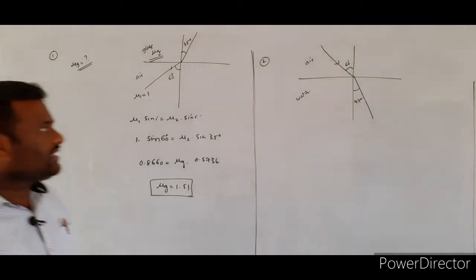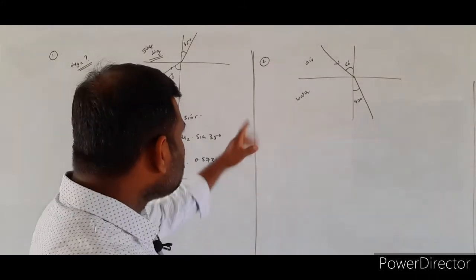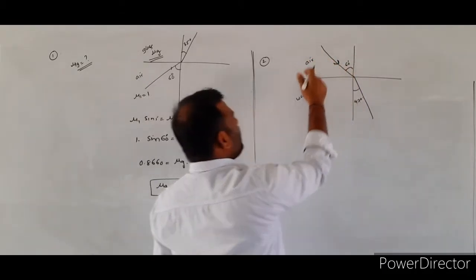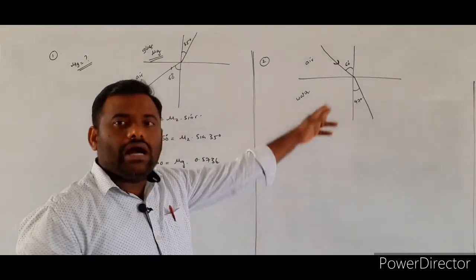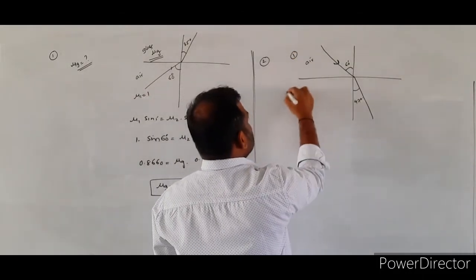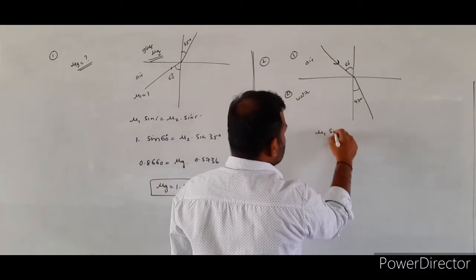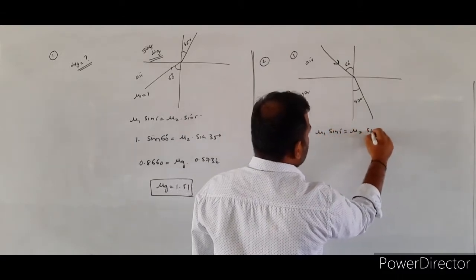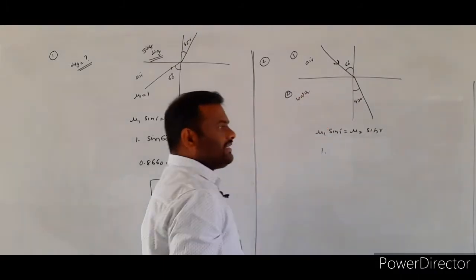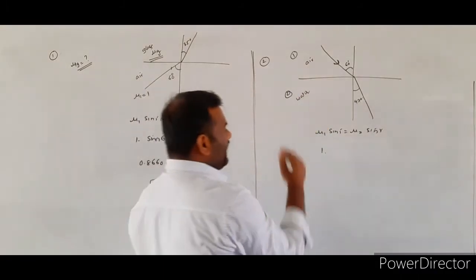Next, coming to the second case. In the second case, light is traveling from the air medium to the water medium. Again we have to apply Snell's law of refraction. Here this is the first medium, this is the second medium. Mu1 sin I is equal to mu2 sin R. Again we assume that for the air medium the refractive index is equal to 1. Again sin 60.